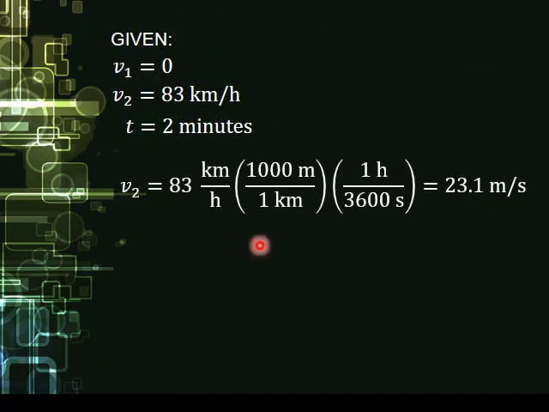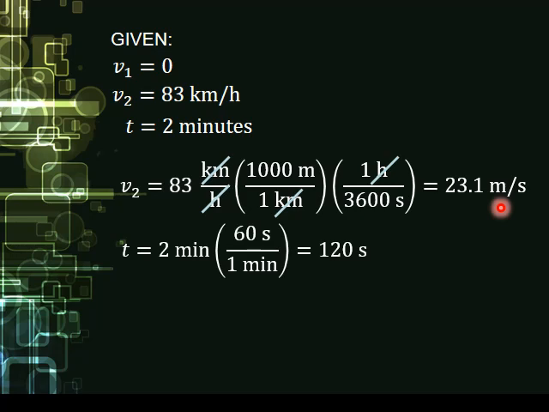Okay, so mag-convert muna tayo. So, yung 83 kilometers per hour, i-convert natin sa meters per second. So, gagamitan natin siya ng conversion factor na for every 1 kilometer, you have 1,000 meters. And then, for 1 hour, you have 3,600 seconds. So, makakancel natin dito yung kilometers and yung hour. So, maiiwan na lang tayo ng unit na meter per second. So, the final answer for this is 23.1 meters per second.